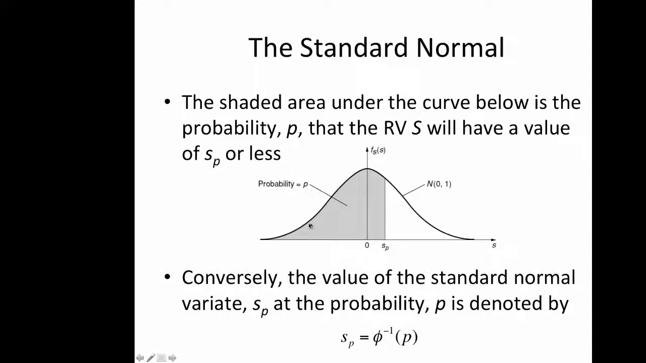Well, I know that the entire area is equal to 1. So in fact, the probability of the white area is equal to 1 minus p, because I know the area underneath the standard normal is equal to 1. If I know that this probability is p, then the white area here has to be equal to 1 minus p. So what 1 minus p represents in this discussion is the probability that the random variable S is greater than s sub p.